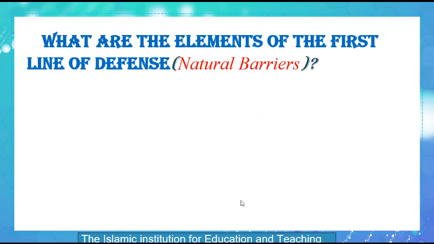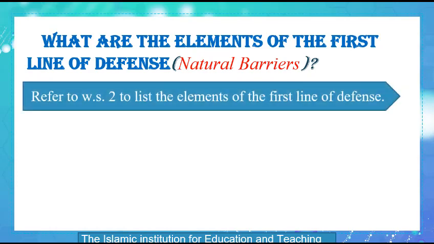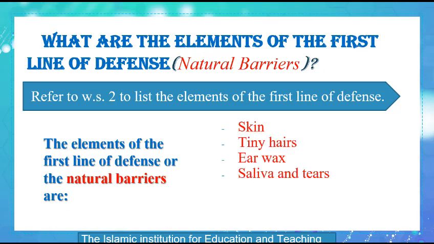But what are the elements of the first line of defense or the natural barriers? In order to indicate these elements, please refer to worksheet 2, stop the video, and answer. Then, the elements of the first line of defense or the natural barriers are skin, tiny hairs, earwax, saliva and tears, mucus, cilia, and acid. But what is the function of each of these elements?